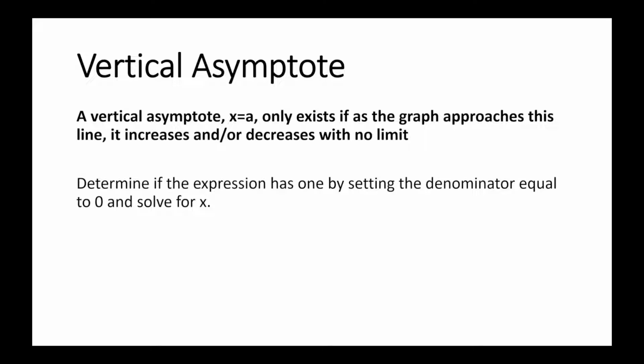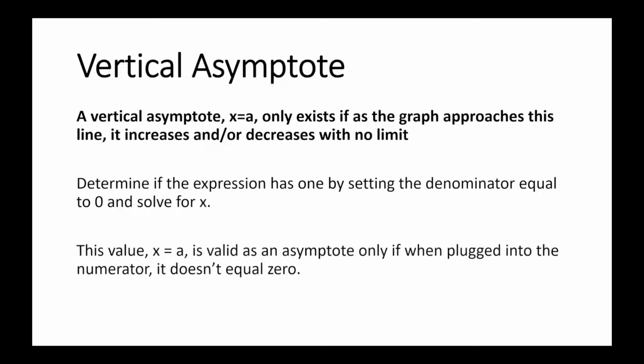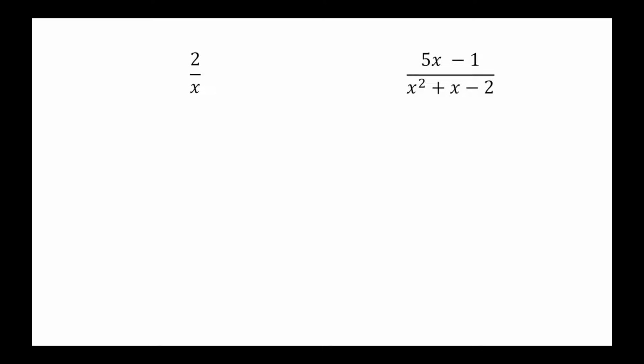So the way that we determine what these asymptotes are from the given function is by setting the denominator equal to 0, and then we can solve for x. The caveat is, however, that this value that we solve for, x equals a, which is representing a number, is only valid if when plugged into the numerator, it doesn't make the numerator equal 0. So let's actually do some examples based on the examples that we had before.